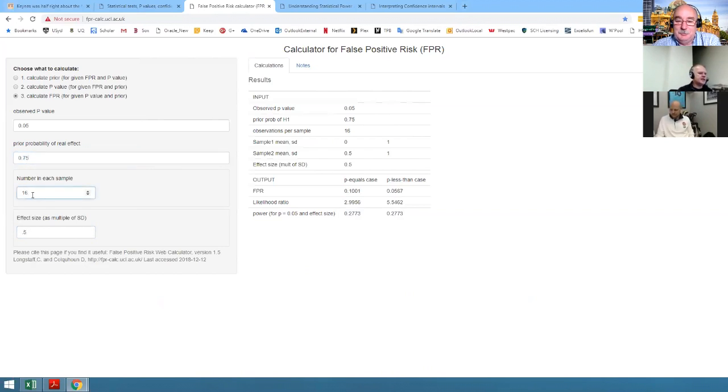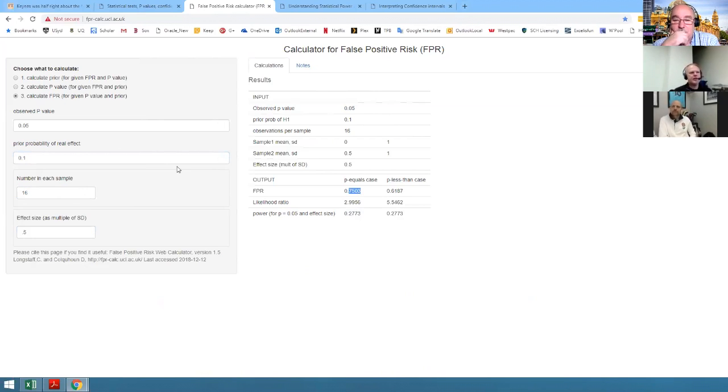And we've got 16 people in each sample. So what we can then say is that the false positive risk is a 10% chance, even if your p-value is 0.05, that it is a false positive result. Now, usually in our field, when an extraordinary claim comes out, you need extraordinary evidence. Oftentimes when these things are much less likely, and let's say it was only 10% likely, then the false positive risk, even though the p-value is 0.05, is a 75% chance that that's a false positive.